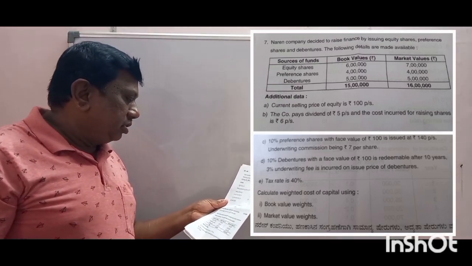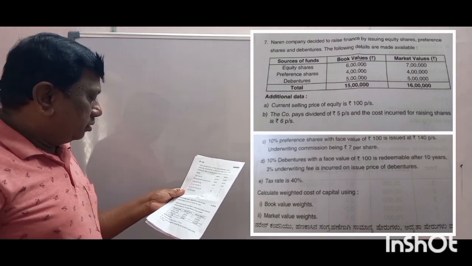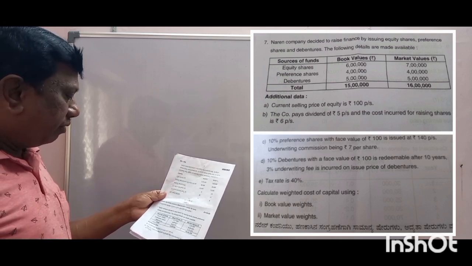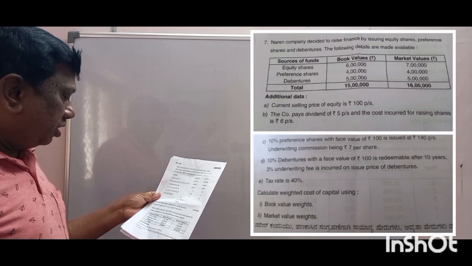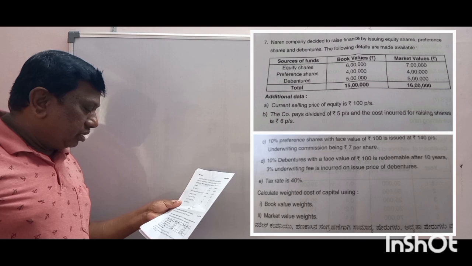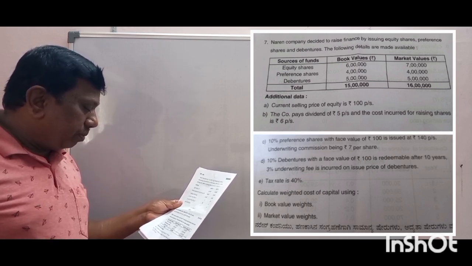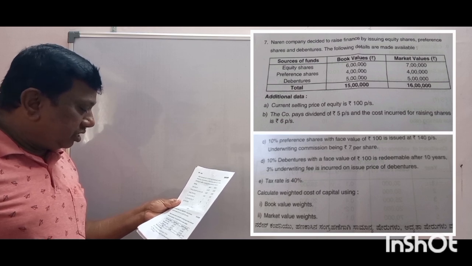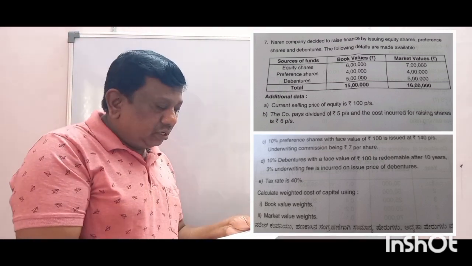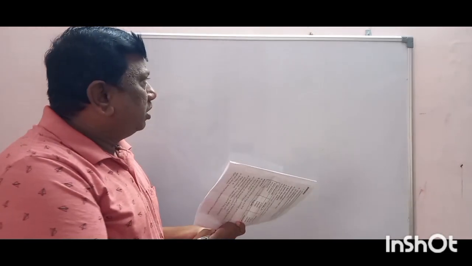Preference shares and debentures. The following details are made available. Equity shares, book value and market value both are given, for equity, for preference shares and debentures. Additional data: current selling price of equity is rupees 100 per share. The company pays dividend of rupees 5 per share, and the cost incurred for raising shares is rupees 6 per share. See, they collected totally 6 lakh book value, 7 lakh market value. That is in the question; I said that was in the working note.